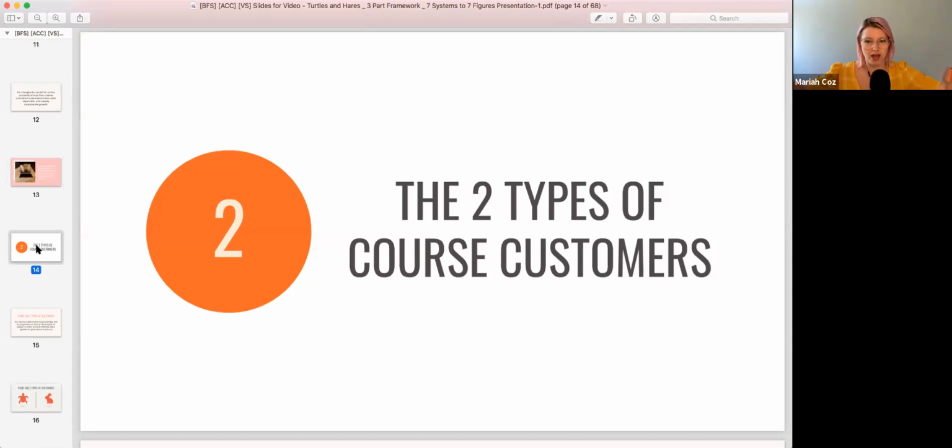Number 2. Okay, this is foundation number 2. This is gonna blow your mind. Whenever I explain this to people, they're like, oh my gosh, this makes so much sense.